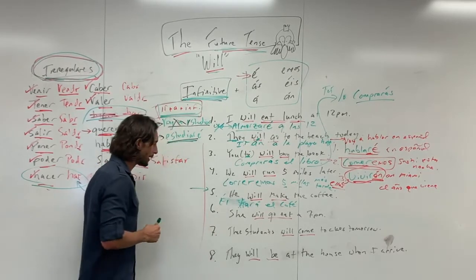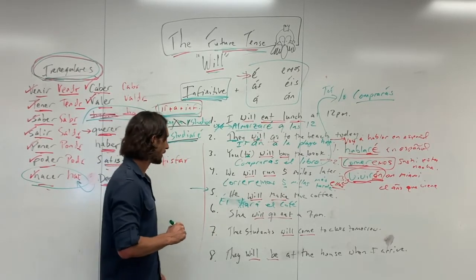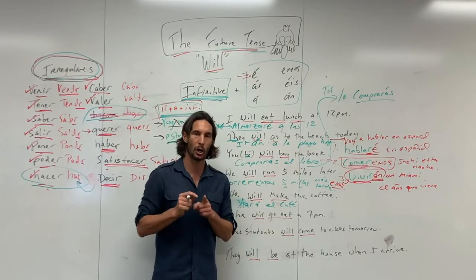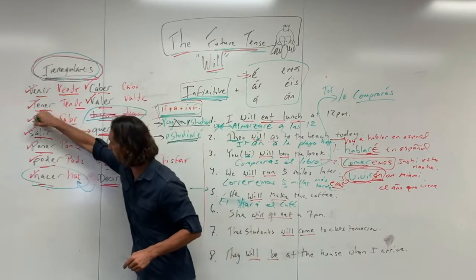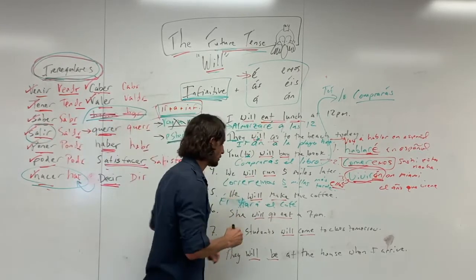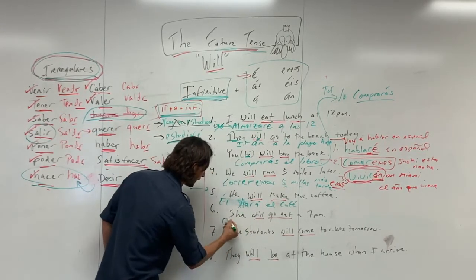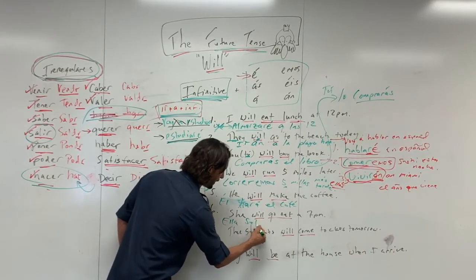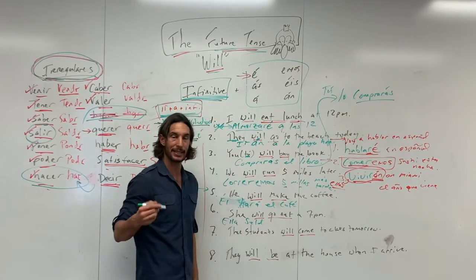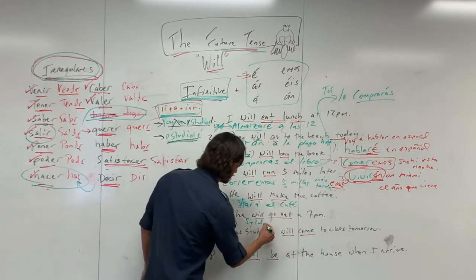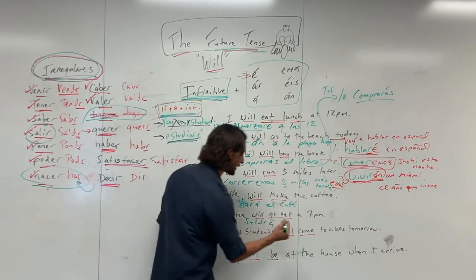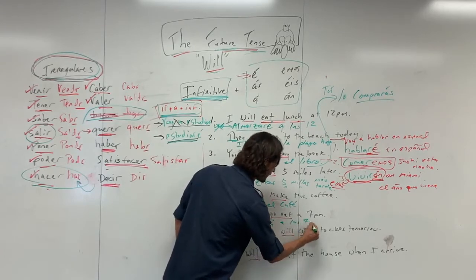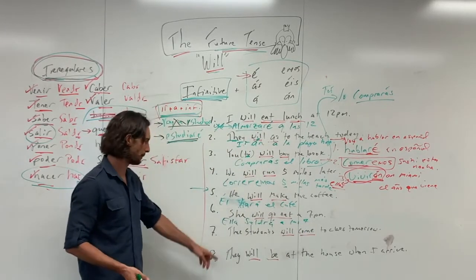So number 6, she will go out at 7. Okay, so to go out, we have that over here, somewhere, right here, salir, to go out. So ella, we're going to put ella, right? Ella, right? And then it's not salir, it's not salirá. We don't do that. So we get saldrá, right? Ella saldrá a las 7, right? A las 7 de la noche, for example.